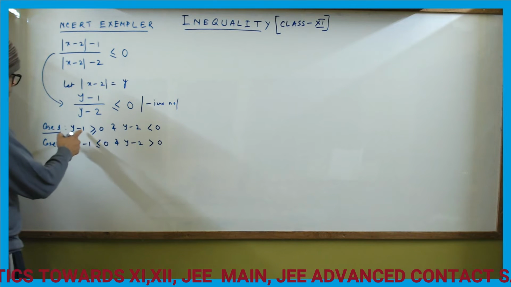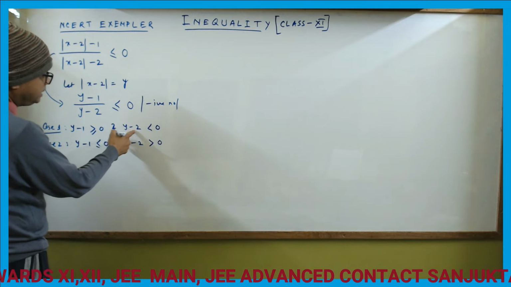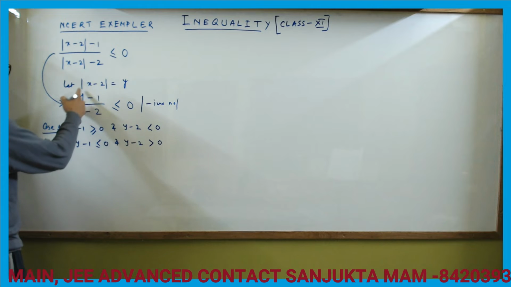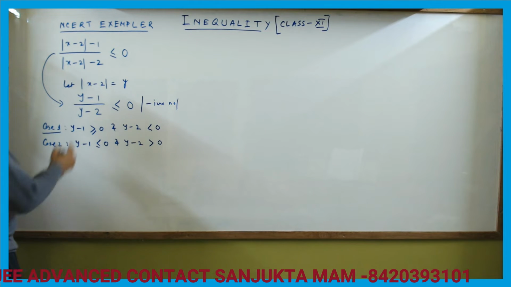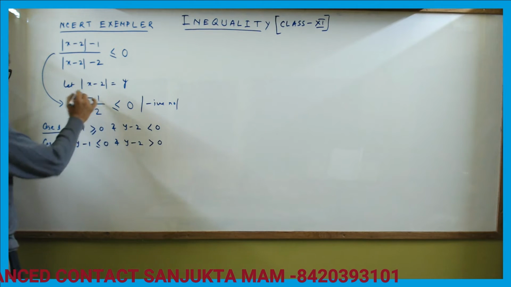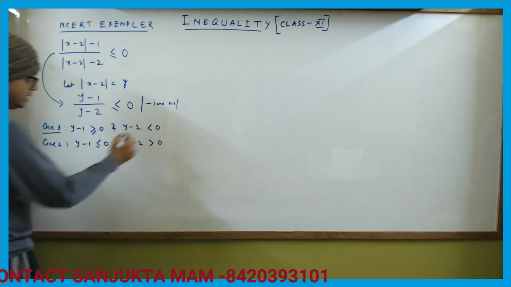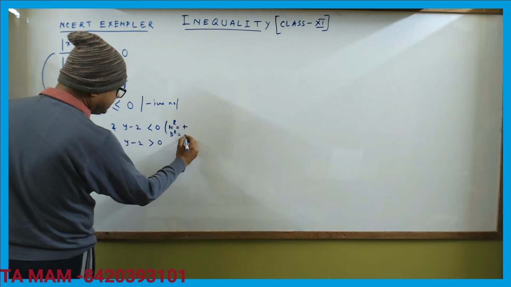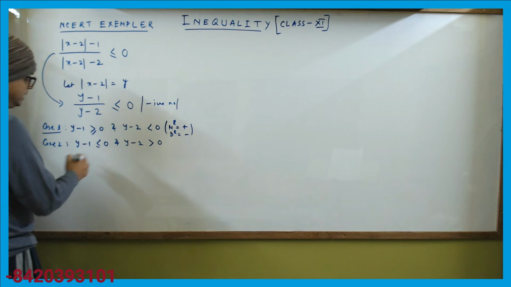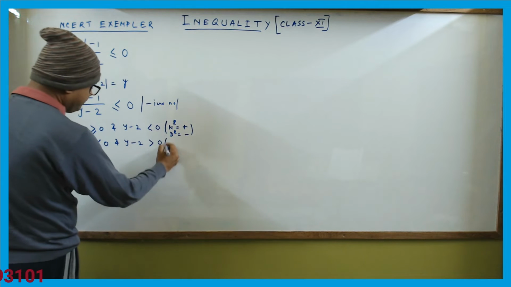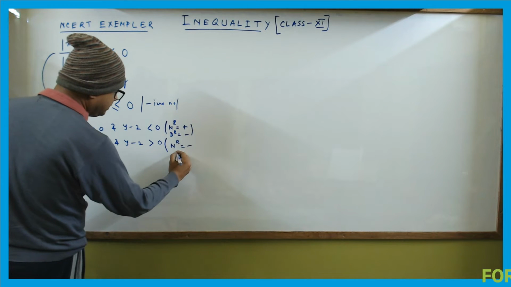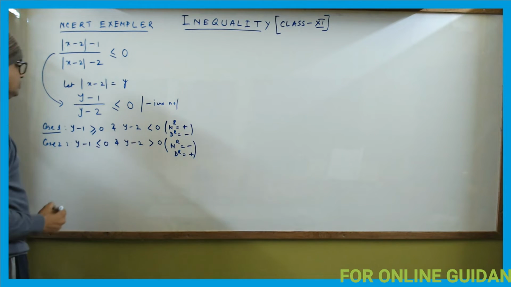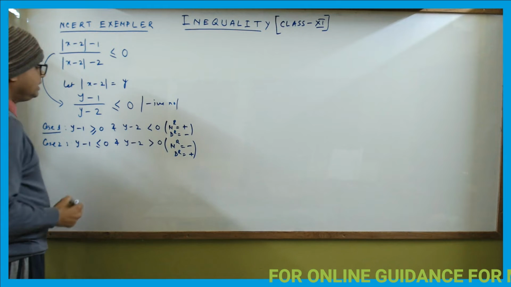So case 1, y minus 1 greater equal to 0 and y minus 2 less than 0. If this case arises, then we can say the fraction is a negative number, because the numerator is positive and the denominator is negative. And here, y minus 1 less equal to 0 and y minus 2 greater than 0, that is, the numerator is negative and the denominator is positive. So this case also states that this fraction is a negative number.